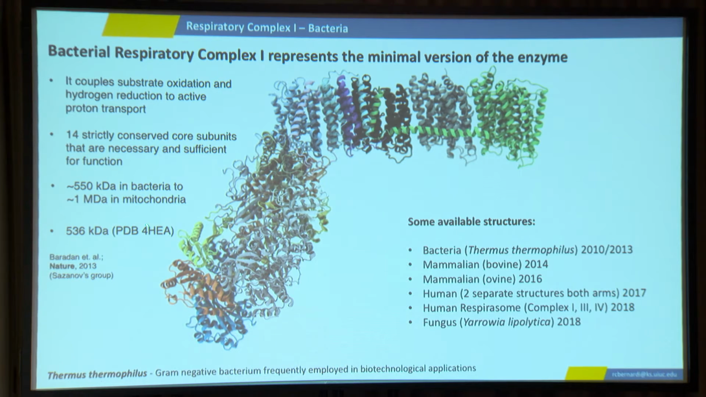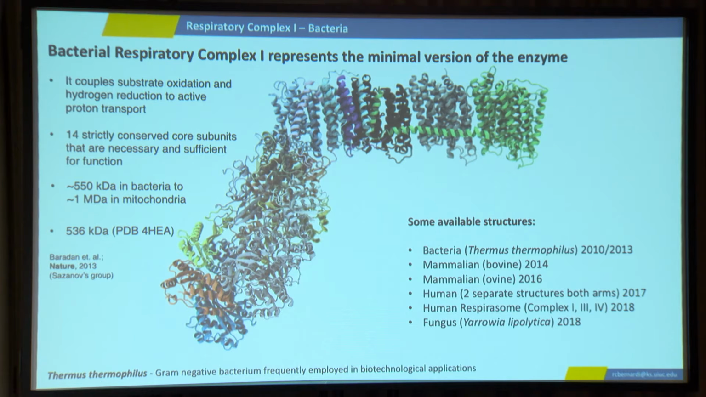The first structure, the one that we are using, came out in Nature in 2013 from the Sazanov group, and it's from Thermus thermophilus. There are also structures that came out later, in 2014, from bovine, and then from ovine. And the human respiratory complex came out in 2 separate parts, one of the membrane part and the peripheral arm last year, and this year the complete respirosome came out.